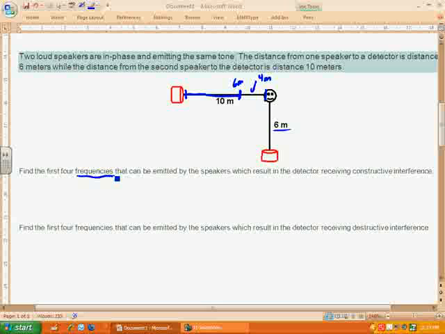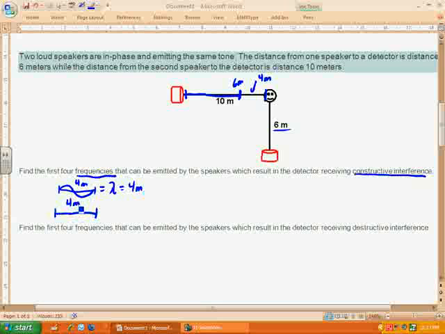Alright, well, if I want constructive interference, what needs to happen in that extra 4 meters? Well, hopefully you answered that it needs to be a full cycle, one complete cycle. So what happens if I've got one complete cycle in 4 meters? Well, that means that my wavelength of this wave is 4 meters, which I'll use in a minute to get a frequency. Okay?